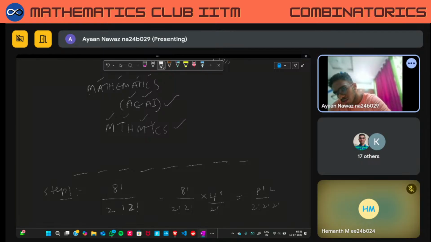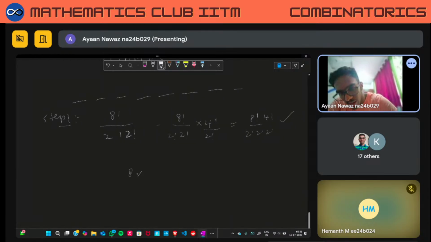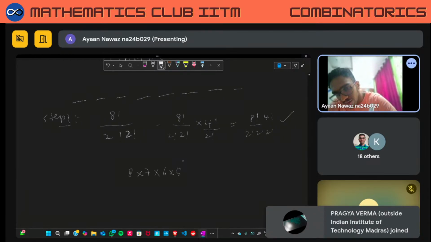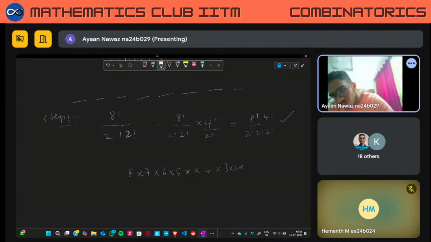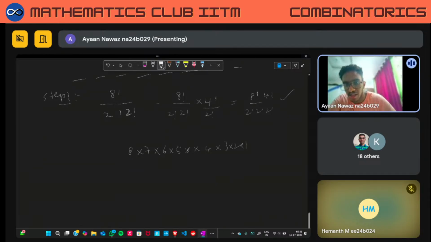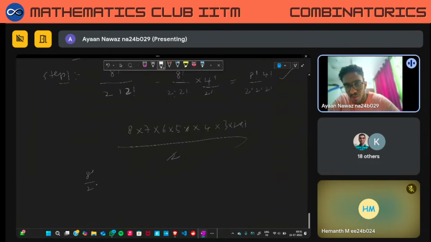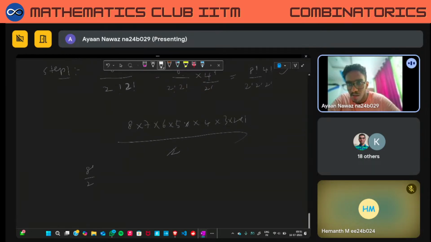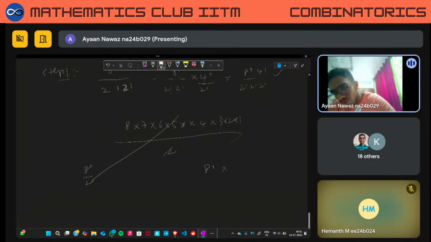Whoever wrote this is the right answer. So let's simplify it. 8, 7, 6, 5 into 4, 3, 2, 1, right? No, my bad. 8 factorial into 4 factorial divided by 2 factorial into 2 factorial, right?